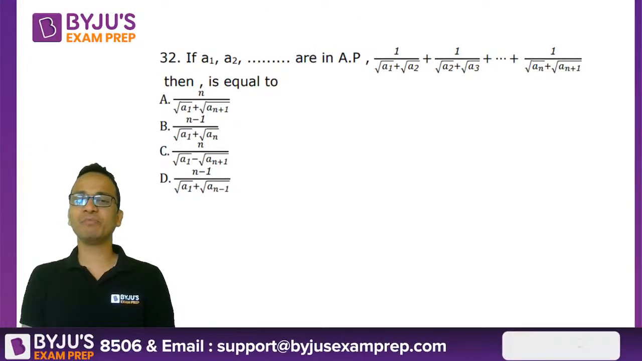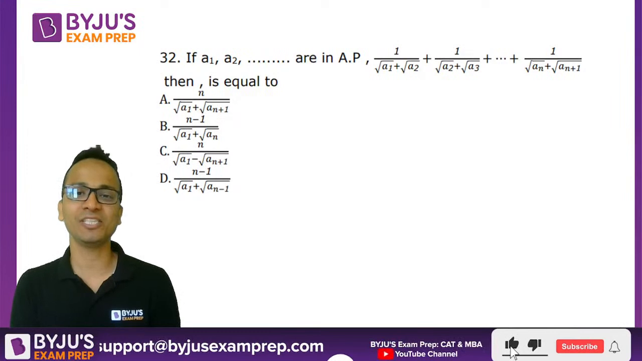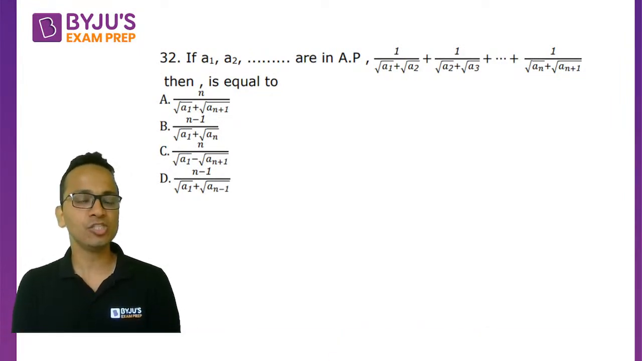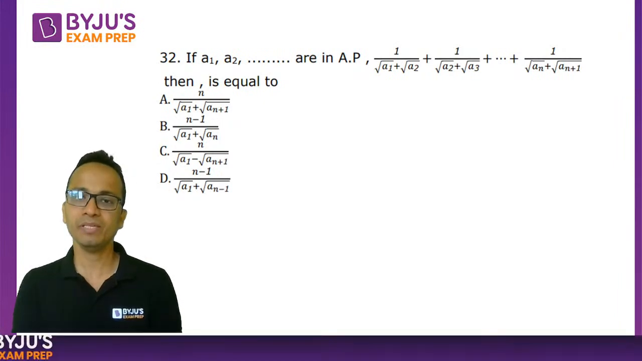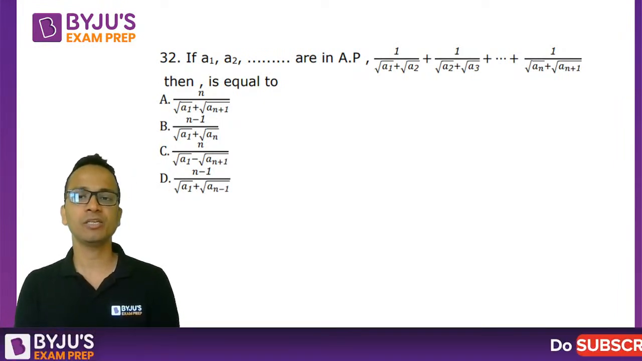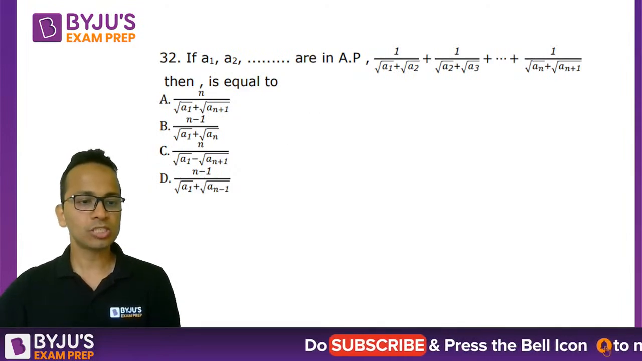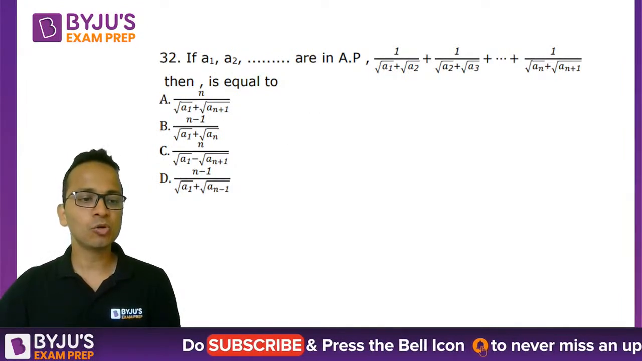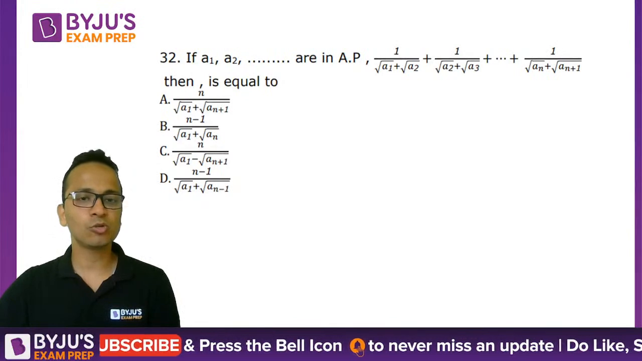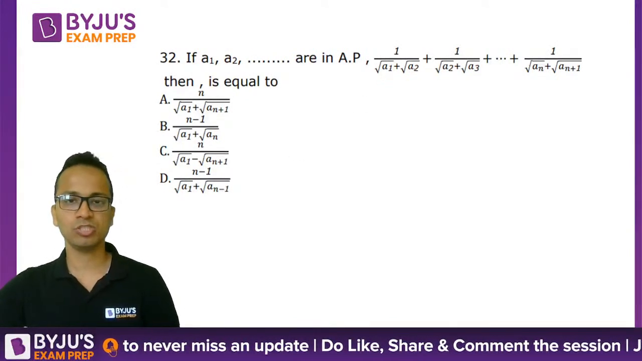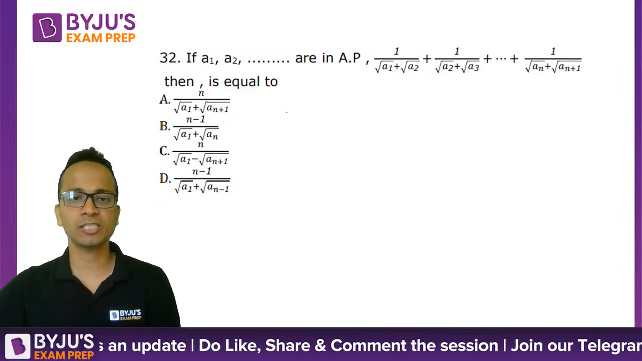Question 32 looks very ugly, but it is a very easy question. Now A1, A2, A3, A4 and so on are in AP. Arithmetic progression is given to you. So to start with, to make things look simpler, what I do is rationalize them. I rationalize all the terms.